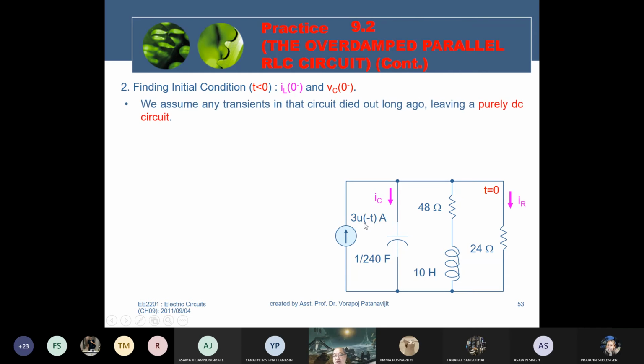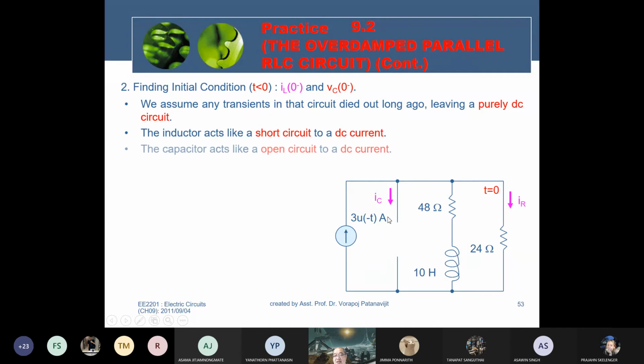Now for time less than 0, it equals 3 amps constantly. In this circuit, we assume the transient has died out long ago, leaving a DC circuit, and the inductor acts like a short circuit to the DC current, and the capacitor acts like an open circuit to that.